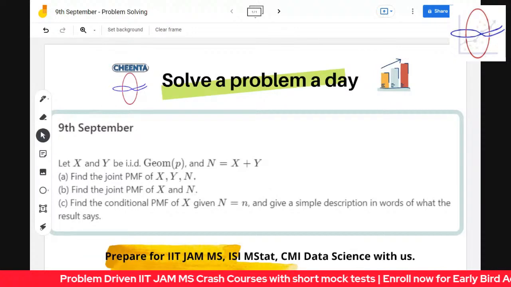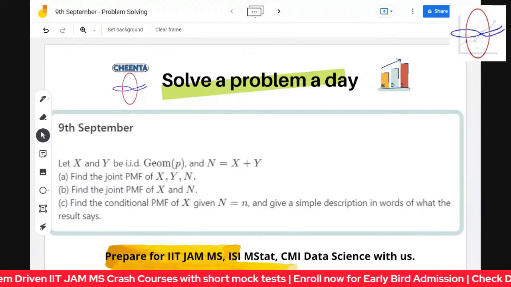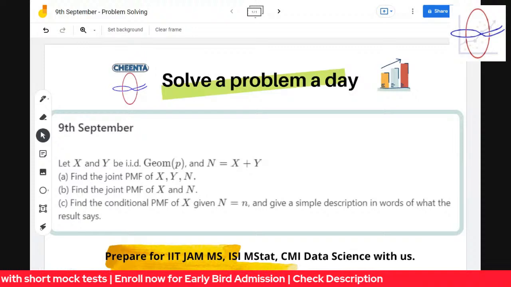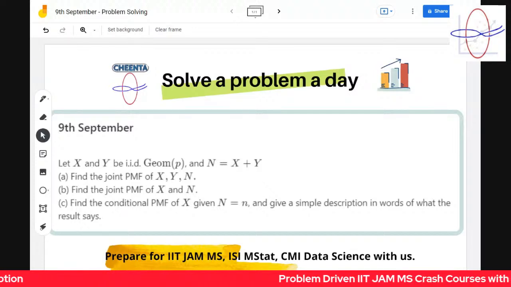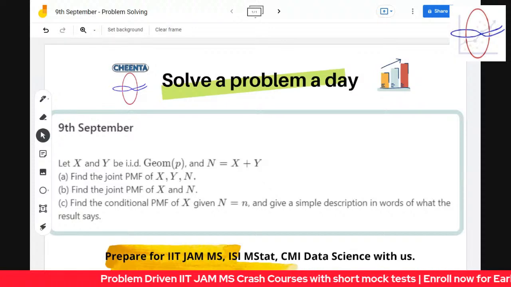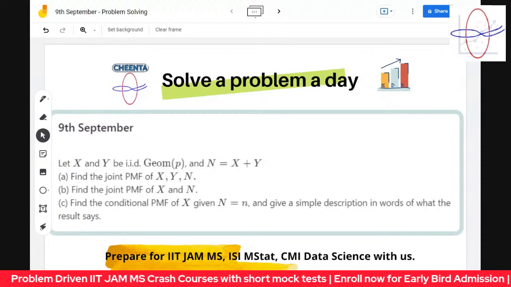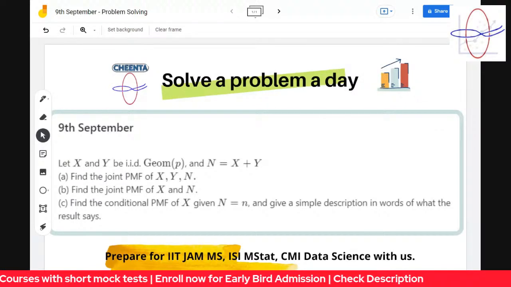So we are given the individual distributions, the marginal distributions of x and y, and we need to find the joint PMF of x and y. So x and y are IID themselves, but n is dependent upon x and y. So x and y are not dependent upon each other, but n is dependent upon x and y. Yeah, that's P of x into P of y, but how will you do it for the entire thing?